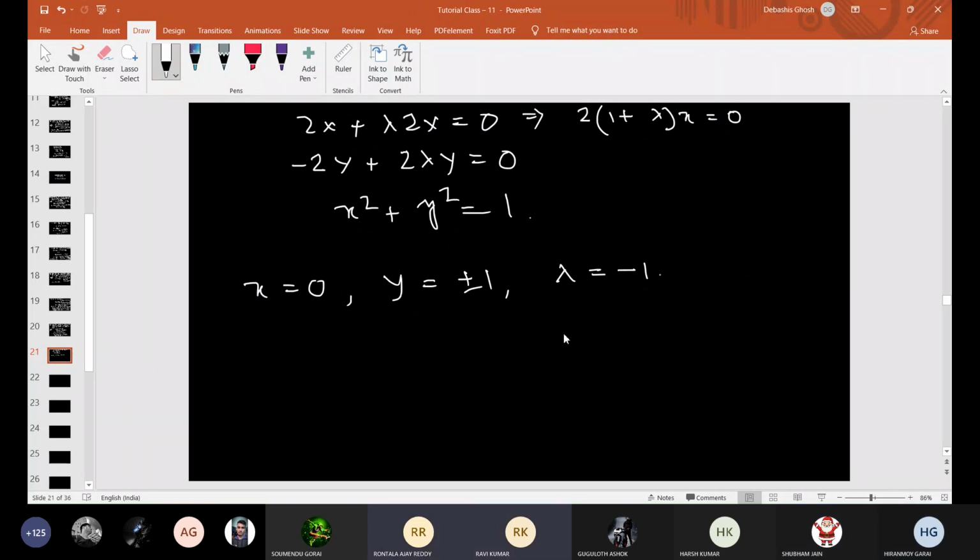So y is equal to lambda minus 1, plus 1. So lambda becomes y plus 1, x then equal to 0, positive, y equal to minus 1, lambda equal to minus 1. Both the equations are satisfied.